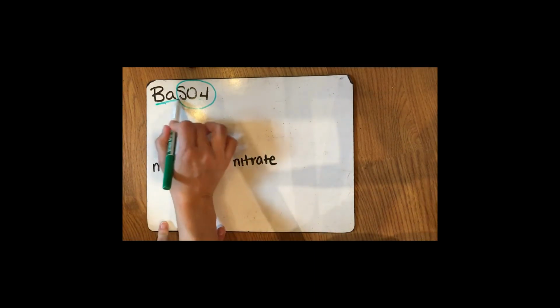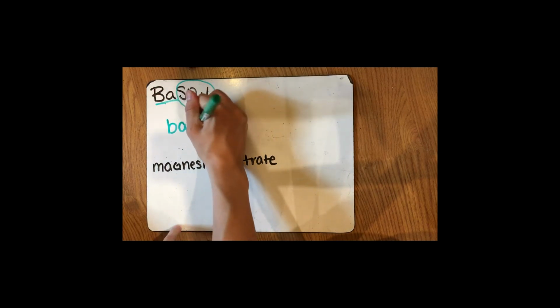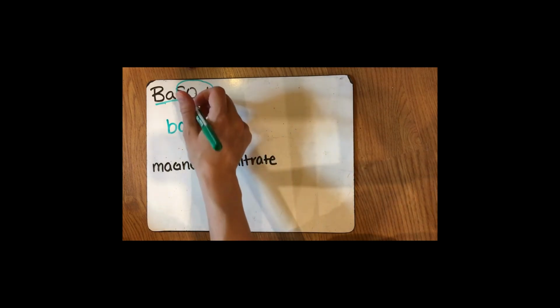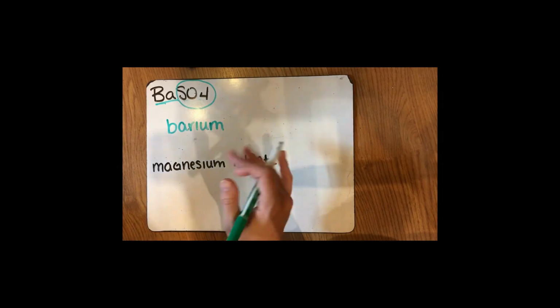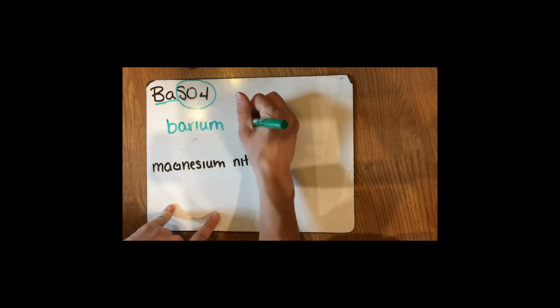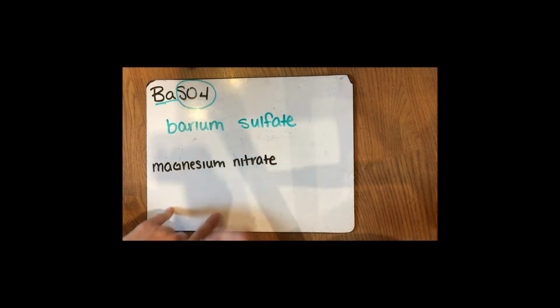So we can name Ba, which is just barium. And since it's the cation, the name doesn't change. And then SO4, once you have those memorized, you'll know, but for now you can look it up in the chart in the book, but SO4 is sulfate. And that's it.